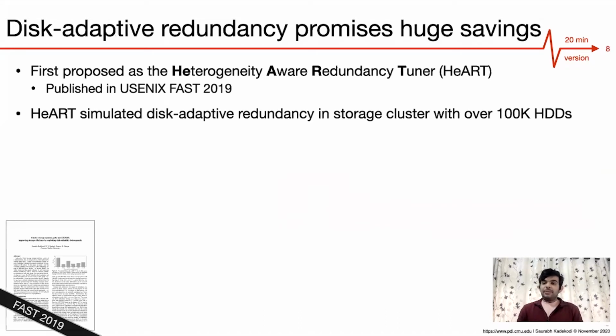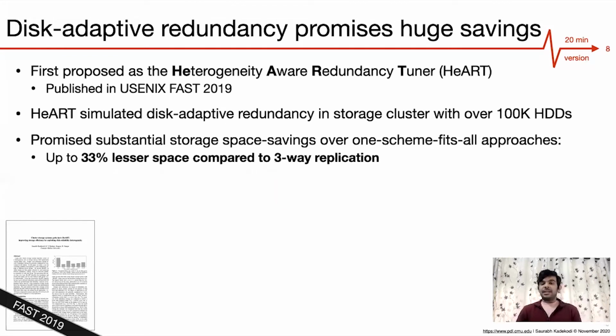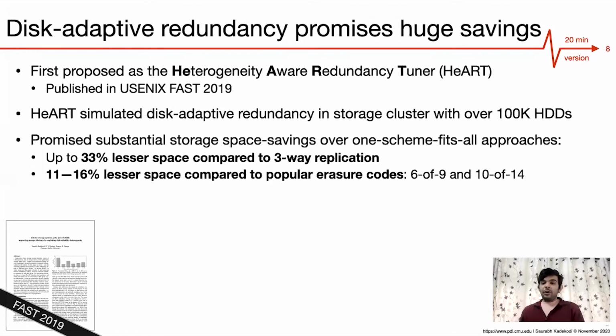HeART simulated disk adaptive redundancy on a storage cluster that had over 100,000 disks, and it promised substantial space savings over the one-scheme-fits-all redundancy approaches. Specifically, it promised over 33% less space required over 3-way replication, and even on the space-optimized redundancy schemes, such as 6-of-9 and 10-of-14, it promised space savings of 11 to 16%.